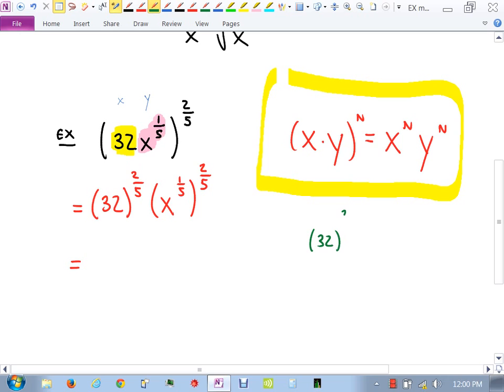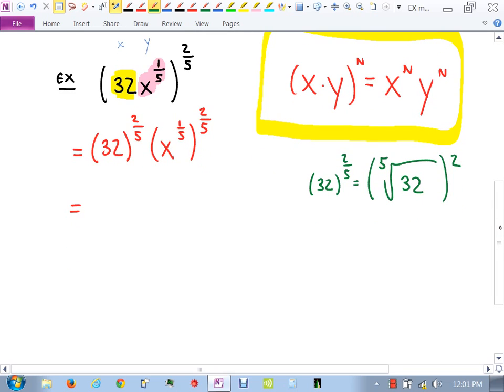32 to the 2/5 is the same as what root? 5th root of 32 to the 2nd. I don't want to square 32, do you? So I'm going to square on the outside. In other words, I'm going to take the 5th root first and then square. What is the 5th root of 32? We did that, didn't we? 2. What's 2 squared? 4.